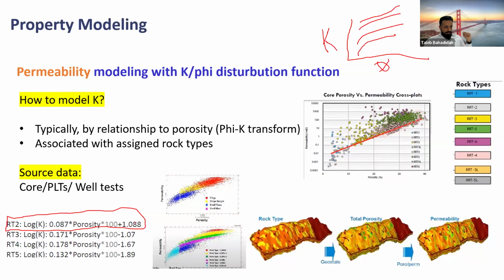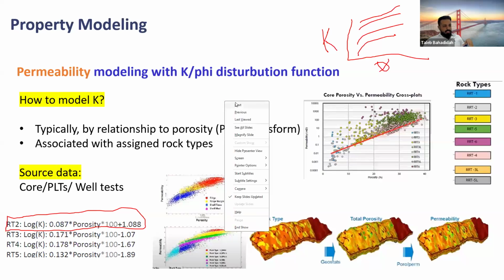So then you already have your porosity as a 3D property. Then you just use this equation with a calculator. I will show it to you in the demo. Use the calculator to build the permeability. This is how we are going to build the permeability in general.